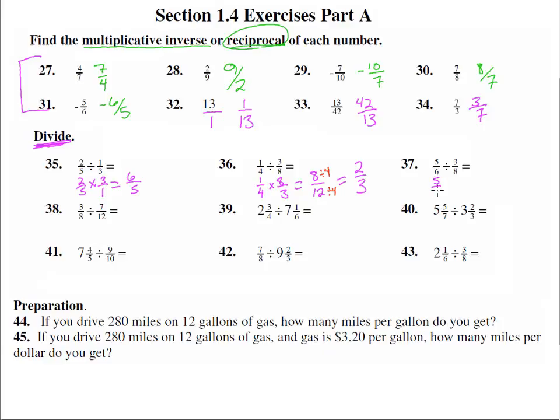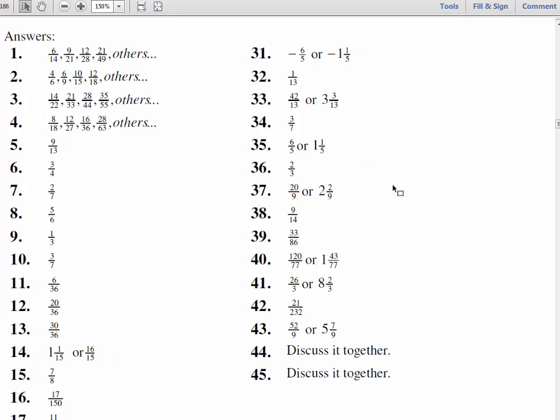5/6 divided by 3/8 would be 5/6 times 8/3. And that equals 5 times 8 is 40. 6 times 3 is 18. And that looks like that will reduce somewhat. 40 and 18 are both multiples of 2. So divide by 2, and it's going to equal, let me see, on the top we'll have 20, and on the bottom we'll have 9. So 20/9. Or you could rewrite that as a mixed number. 9 goes into 20 2 times with remainder 2. So 20/9, or 2 2/9.